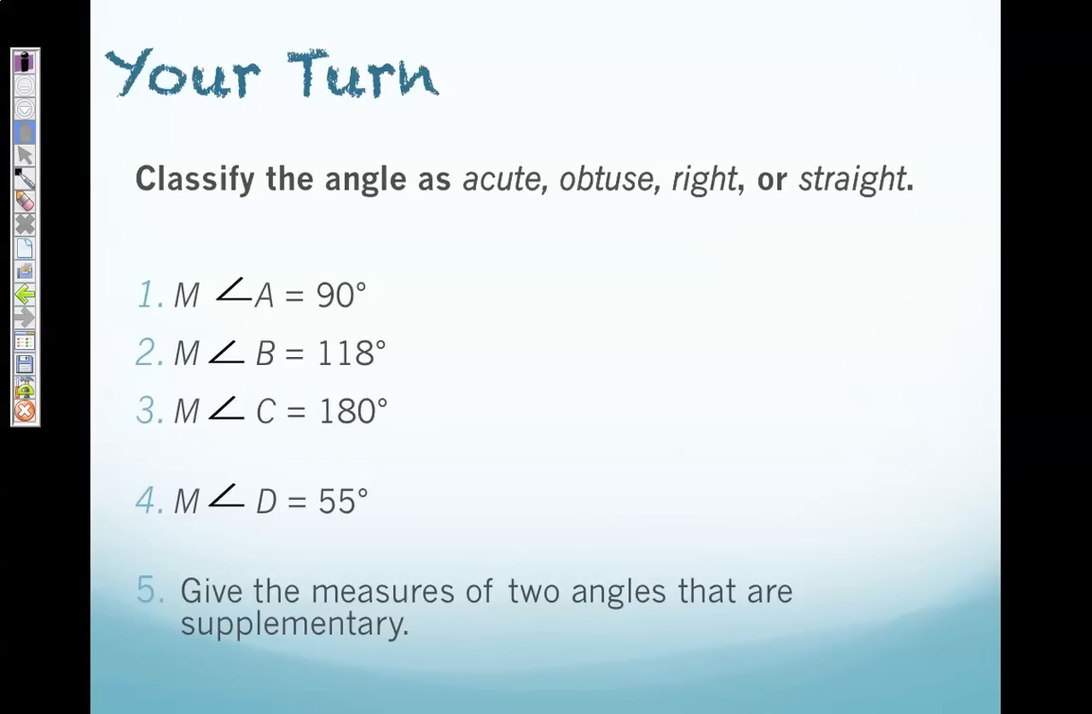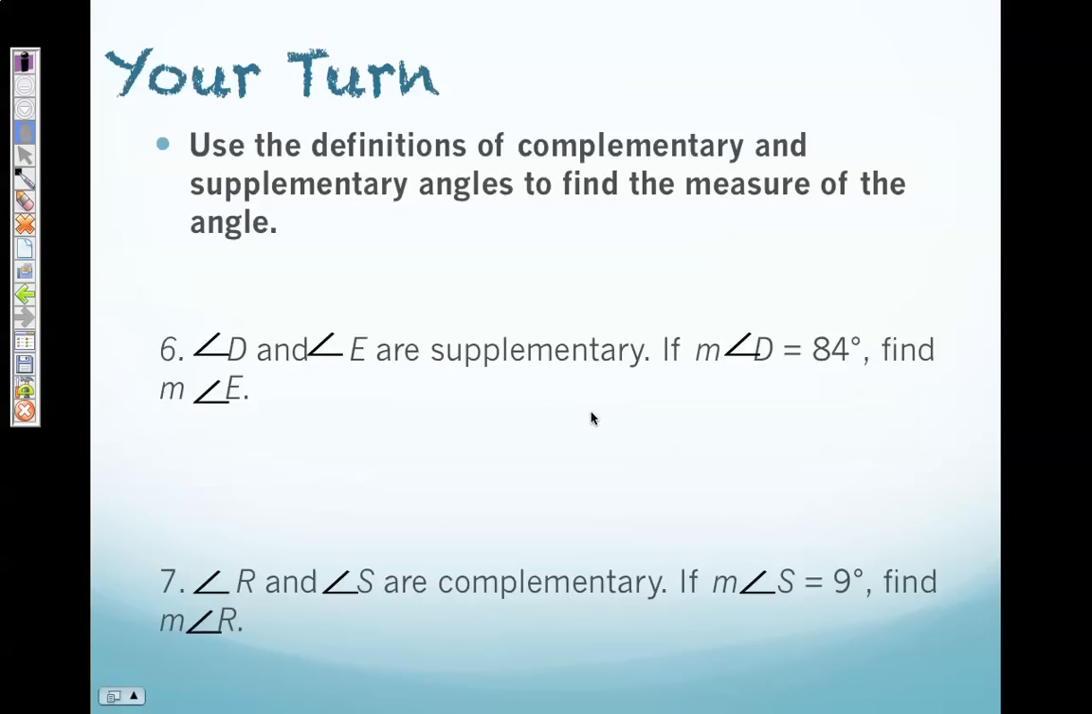All right, it is now your turn. You have a few questions to answer here. For 1 through 5, please classify the angles as acute, obtuse, right, or straight using your definitions. For 6 and 7, use your definitions of complementary and supplementary angles to find the missing measures.